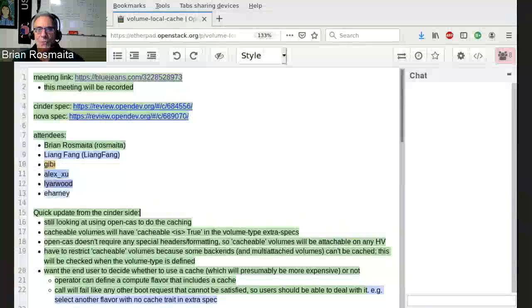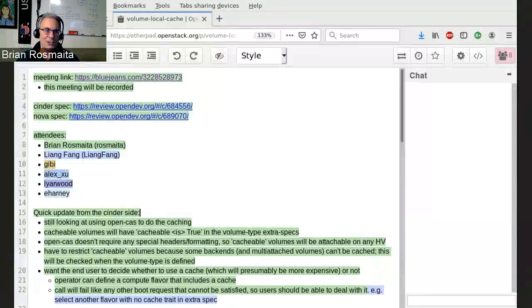So what we were thinking was that the operator would define a flavor that had the cache with it, and then the end user would select whether they want to use it or not. So they would create a cacheable volume type, and then they would indicate that they want to actually use the cache by requesting the flavor that has the cache in it. And then if there wasn't enough space or whatever, you get the same kind of error you currently get from Nova when you're trying to boot to a flavor that's full. So we're figuring that people should be able to handle that kind of situation, right?